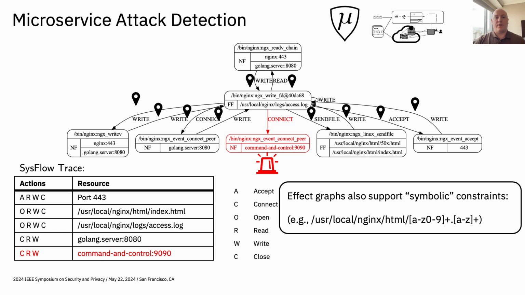Furthermore, in order to prevent false positive alerts, effect graphs can also support symbolic constraints. For example, allowing access to multiple host names using a regular expression, or individual folders, also via the assistance of a regular expression shown here.